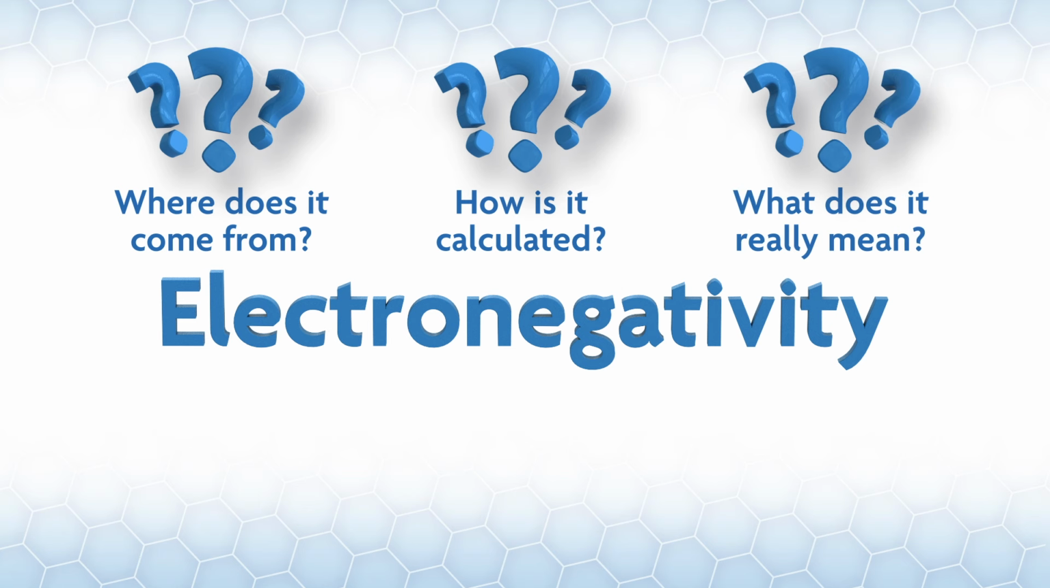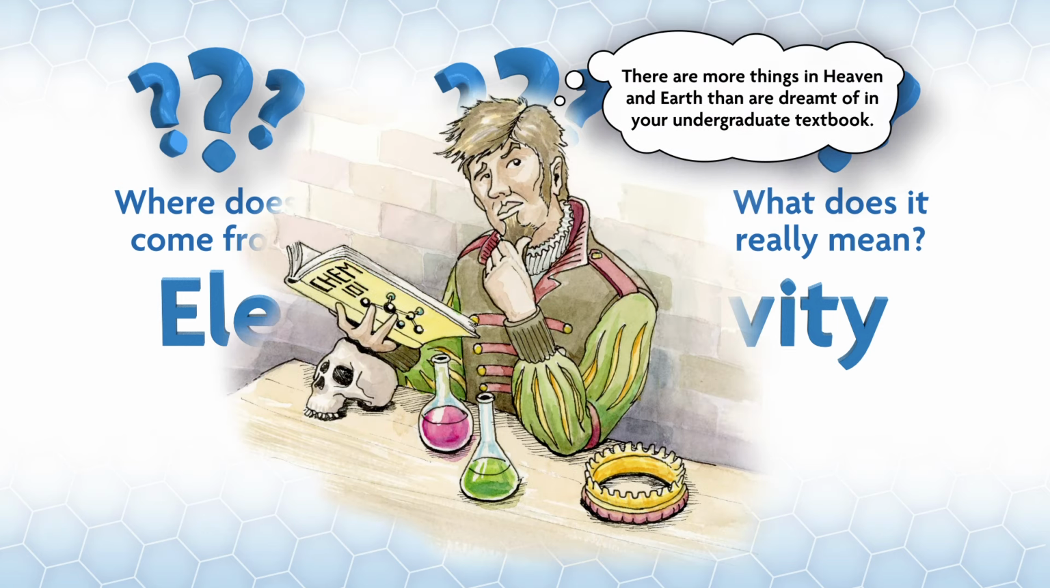You may not realize you can use electronegativity to calculate important properties of molecules like bond energy. There's even a charge scheme based on electronegativity so that you can calculate consistent charges in molecules. In other words, if Hamlet was looking at what most people are taught about electronegativity, you might say, there are more things in heaven and earth than you're dreamt of in your undergraduate textbook.